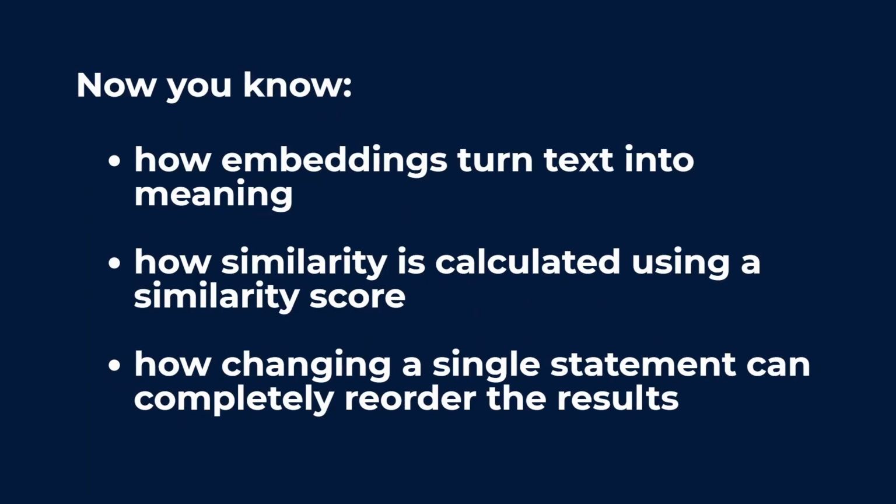And that's it. Now you know how embeddings turn text into meaning, how similarity is calculated using a similarity score, and how changing a single statement can completely reorder the result.